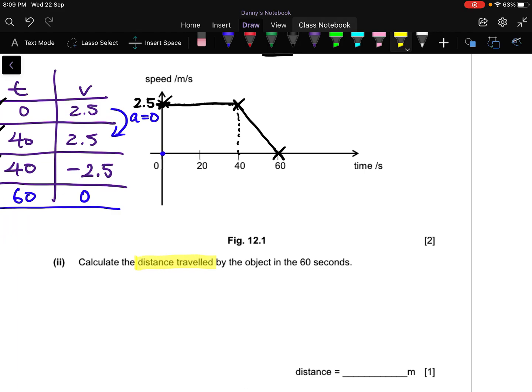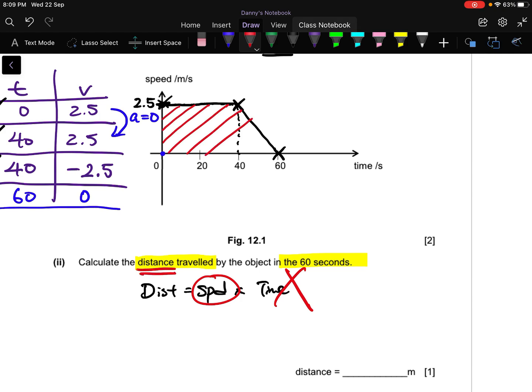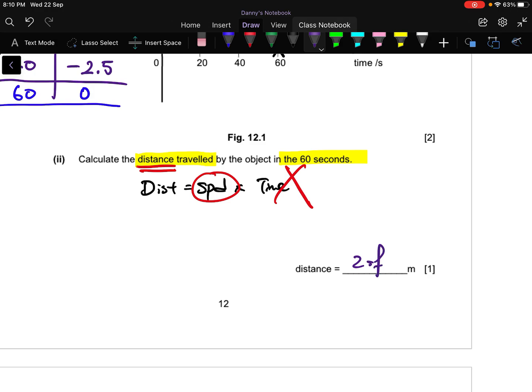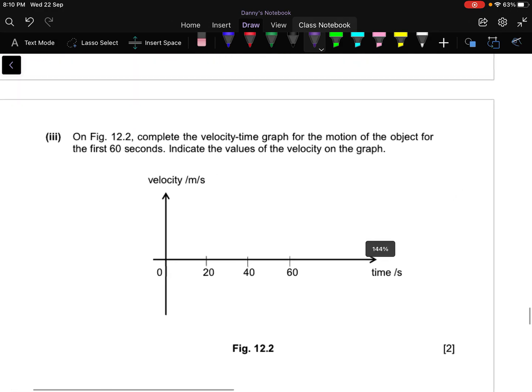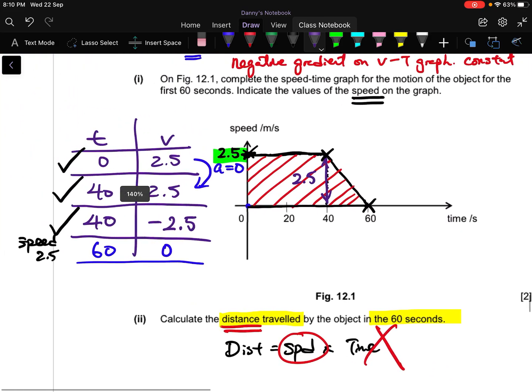Then they ask you to calculate the distance traveled in 60 seconds. Please, this formula will no longer work. This one cannot work already because your speed is no longer constant. So how do you find distance? Area under this entire graph, which is a trapezium. So you already know a lot of things, right? Bottom length 60, top length 40, the height over here 2.5. So you can actually find out. Remember 2 SF.